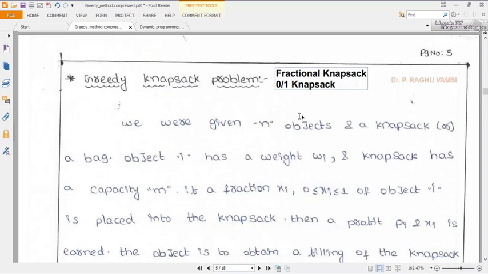Whereas in the case of 0/1 knapsack, you are supposed to place the item in its entirety or not at all. That means you have to place the entire item, or you should not place it. This 0/1 knapsack will not allow you to put half or a partial fraction of the item in the bag. So these are the two categories in the knapsack problem.